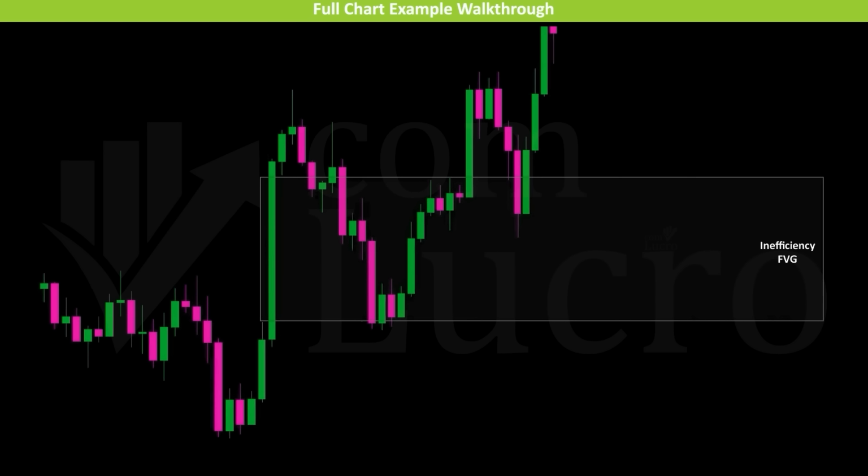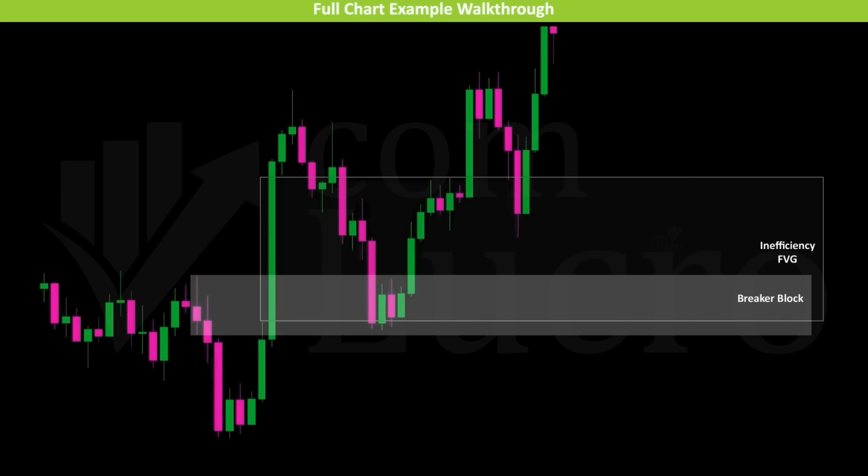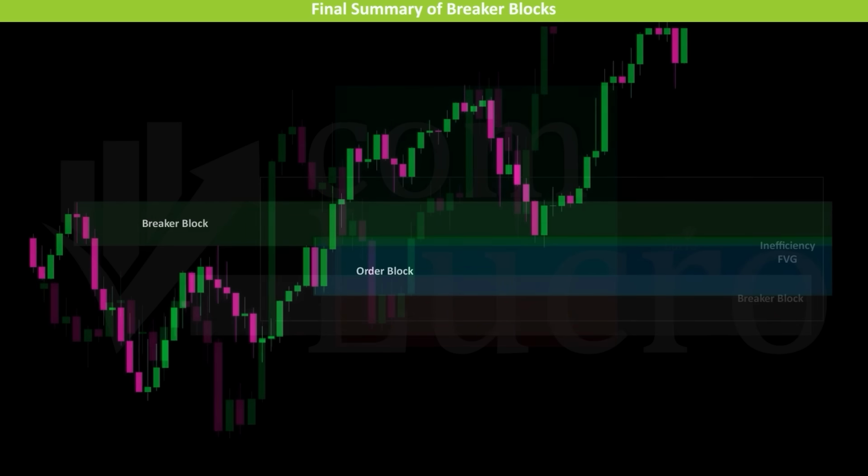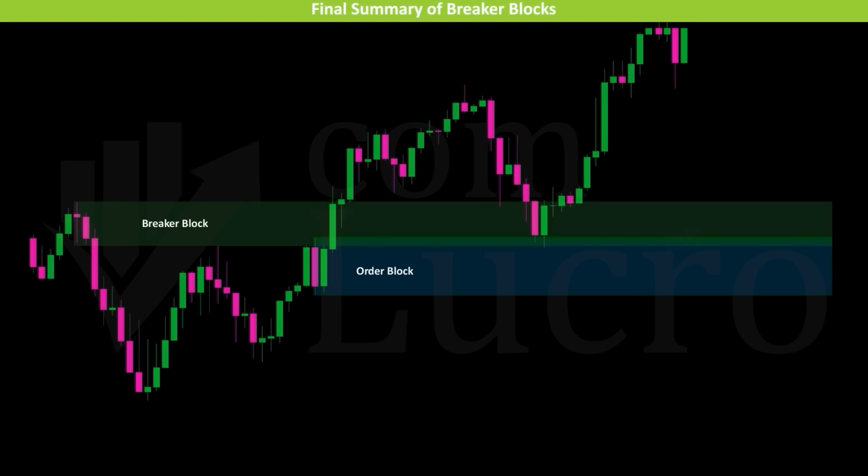A second high-quality setup happens when a breaker block aligns with a significant liquidity void. This usually occurs when the price breaks through the breaker block with inefficiency, leaving the entire area inside a gap. This combination often produces highly reliable buy or sell opportunities. Another strong setup appears when a breaker block forms in conjunction with an order block. In this case, the order block develops near the breaker block zone.